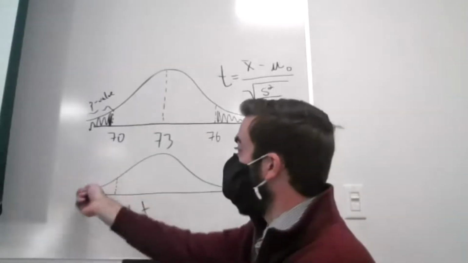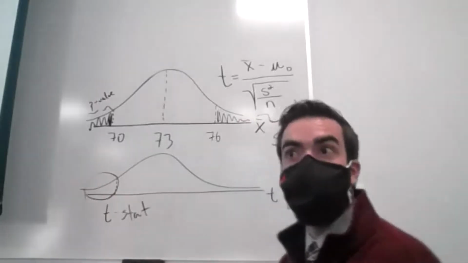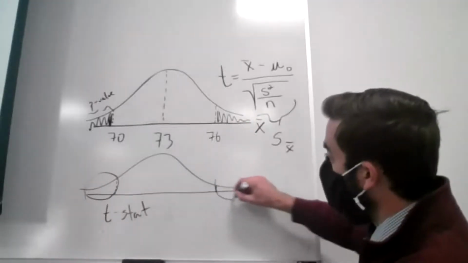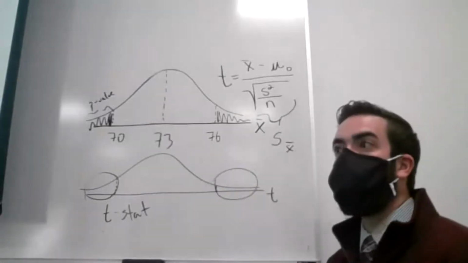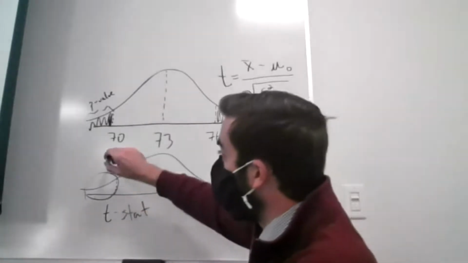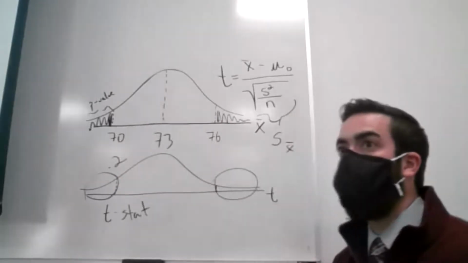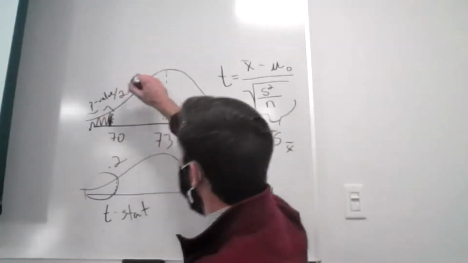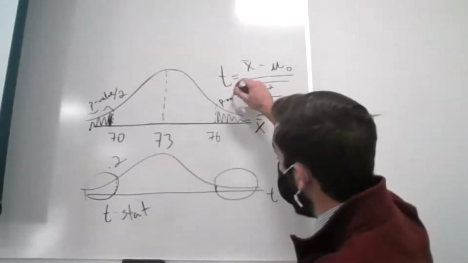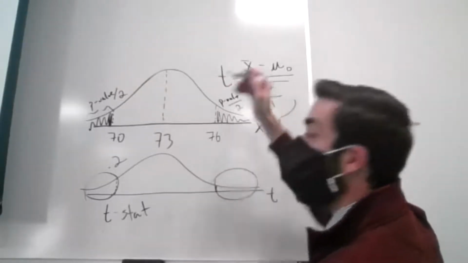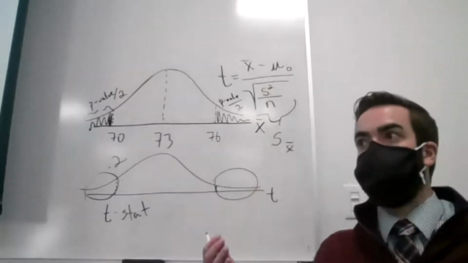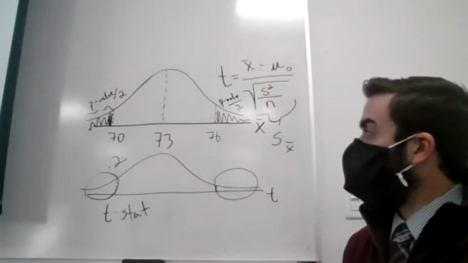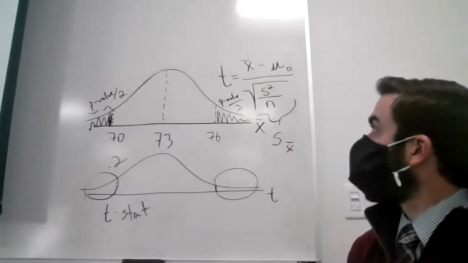I can find the area to the left of it using my student T tables. The only problem is now I have to remember I also have an equally sized area on the right. So whatever I find here, I have to multiply it by 2. All right, so my p-value is no longer in one tail. I have half of the p-value in each tail. The total area in the tails is my p-value, but it's split between 2 tails.